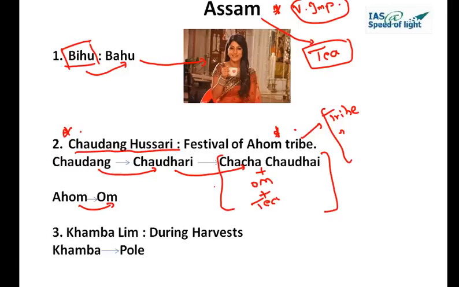The third dance for Assam is Khamba Limb. Khamba Limb is a dance which Assam people do during harvest. Khamba is a Hindi word for pole, like an electricity pole, which we call bijli ka khamba. So Khamba Limb is a dance during harvest, and Khamba is pole. You relate it with tea.